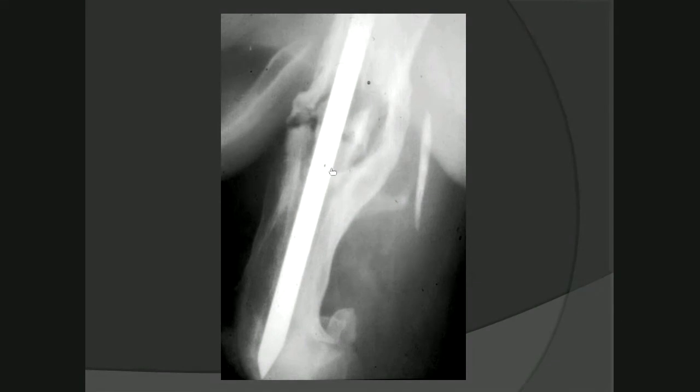And then there's a large radiolucent zone over here with a sequestrum on the inside. Cranially, there's involucrum formation by the periosteal reaction, and there's a defect consistent with the cloaca. So this might lead to a draining tract onto the skin.